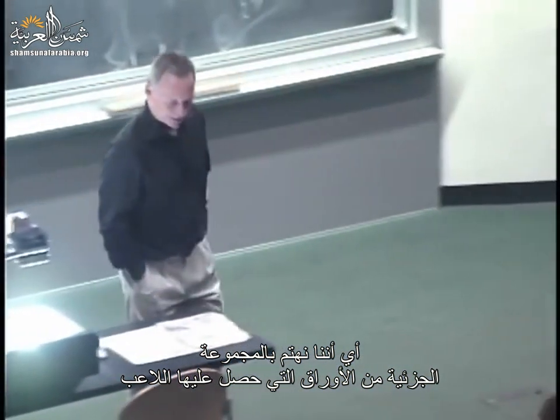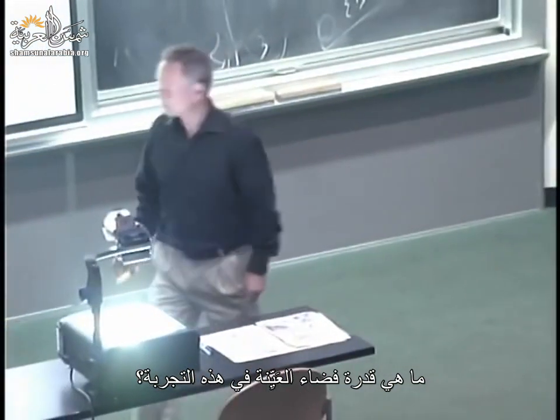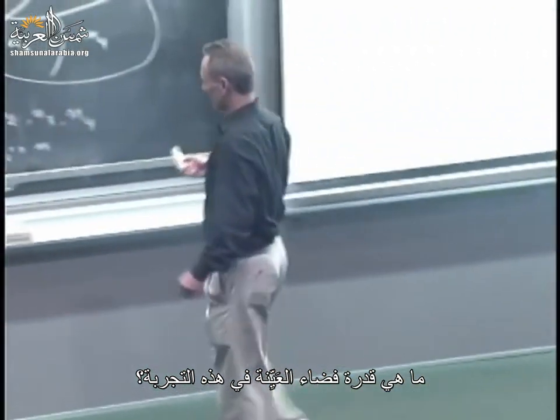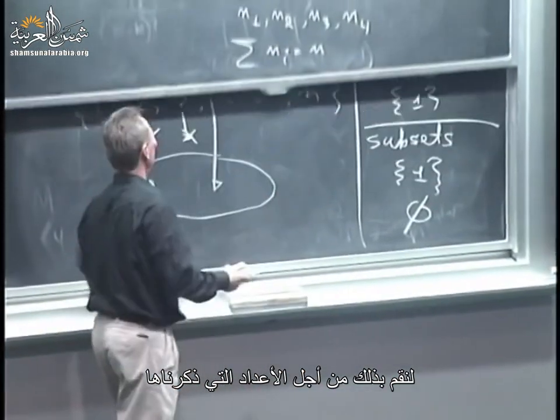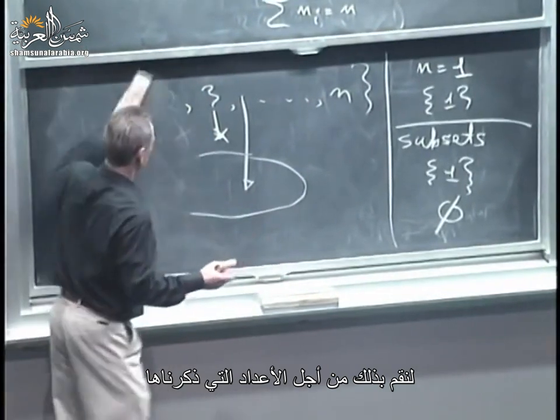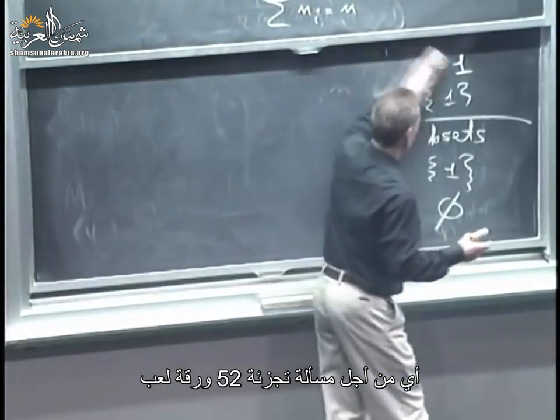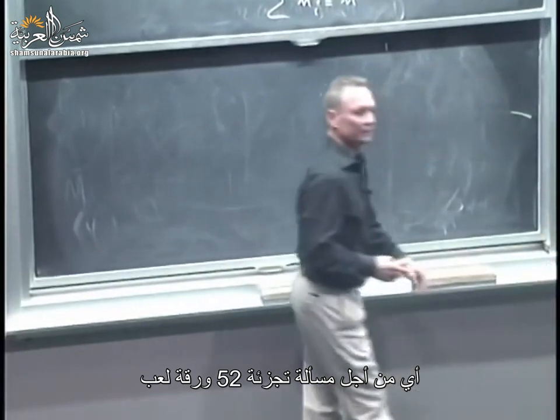So an outcome of the experiment is the hands that each player ends up getting. And when you get the cards in your hands, it doesn't matter in which order you got them. It only matters what cards you have on you. So it only matters which subset of the cards you got. All right, so what's the cardinality of the sample space in this experiment? So let's do it for the concrete numbers that we have for the problem of partitioning 52 cards.